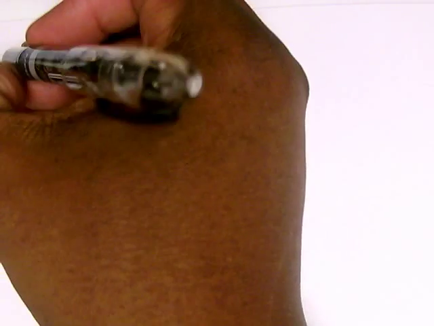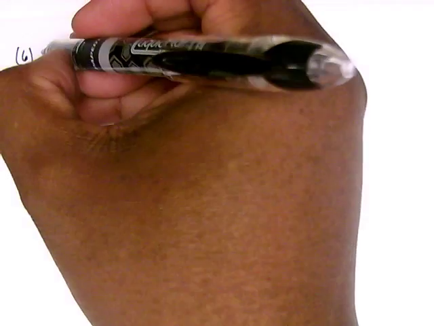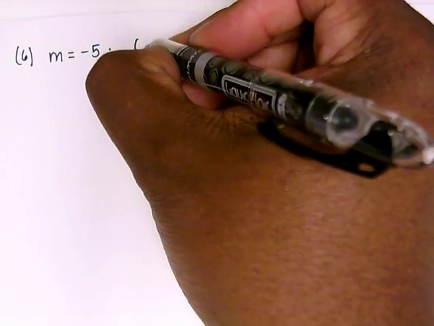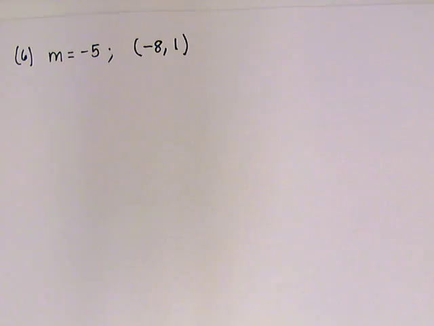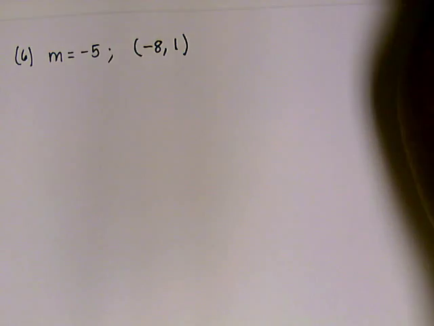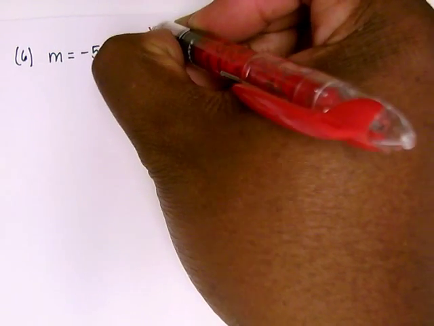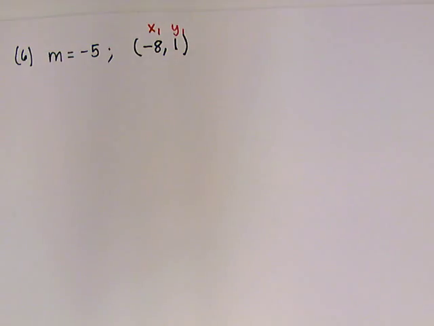So here we're going to be writing an equation of a line. Here the slope is negative 5, so that's your m. And the point that the line that we're trying to find has the ordered pair 8, negative 1. So here we have a point and a slope, so that means we have to use the point-slope form of the equation of a line. Okay, so in this case here, this x1 would be negative 8, y1 will be positive 1.